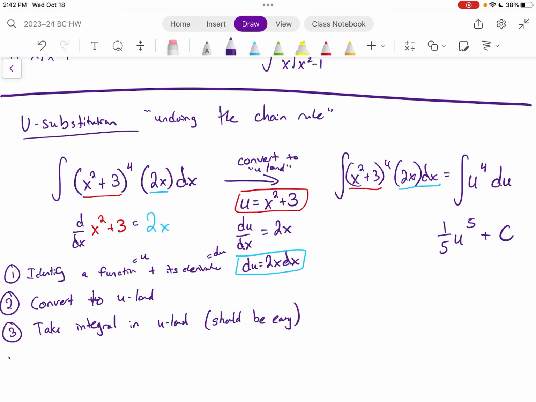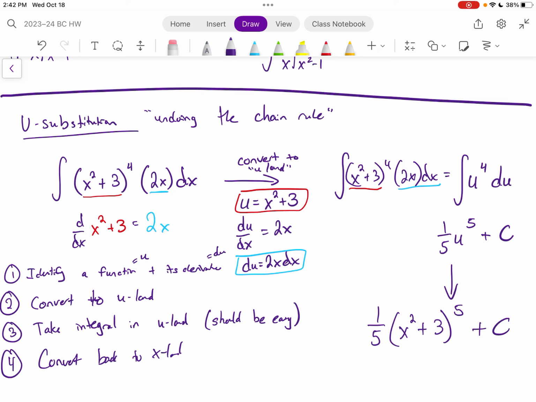Okay, and then our last step is going to be convert back to x-land. So going back to x-land, this thing, what was u? u was x squared plus 3. So this thing would just have 1/5 (x squared plus 3) to the fifth plus c as its integral.